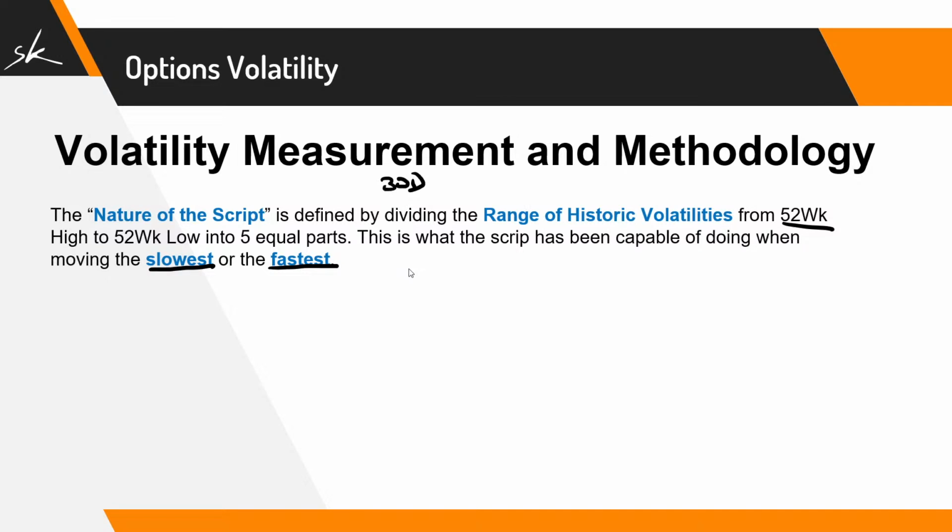So let's assume that when we are looking at a particular script, the 52-week high of the historical volatility was 150, and let's say the 52-week low of the historical volatility was 50.